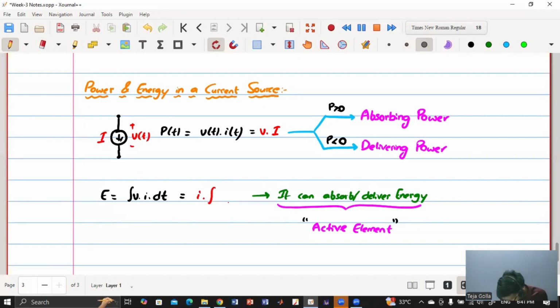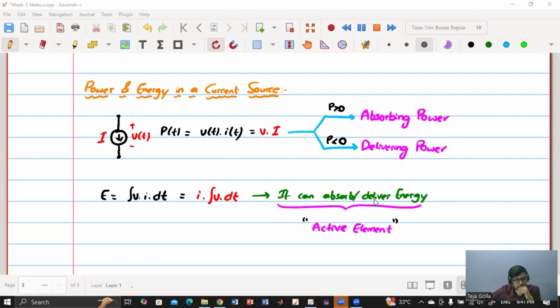It will be the integration of voltage, V dt. Again, it can absorb energy or deliver energy, because say voltage is negative and current is positive, then the integral of a negative number is negative, and the overall product will be negative. So it can be negative or positive. If V and I are positive, then it can be positive. So it can either absorb energy or deliver energy. That's why it is called an active element.